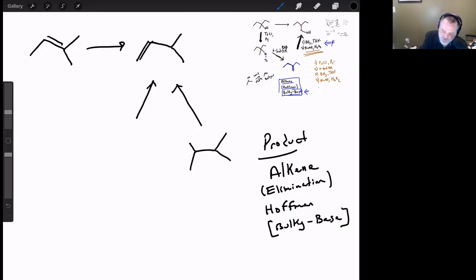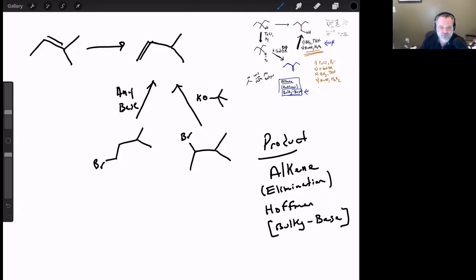One thing I could have had was a bromine in this location. If I use potassium tert-butoxide, then I'll get the Hofmann elimination from there. Another thing I could have had was a bromine here, and I can use any base to get to that product.